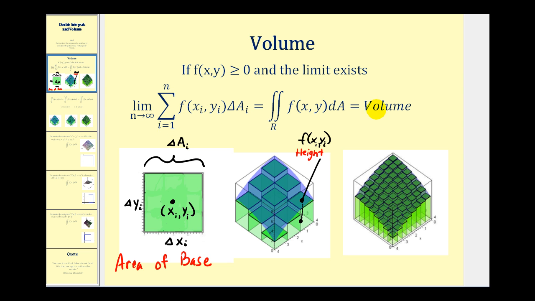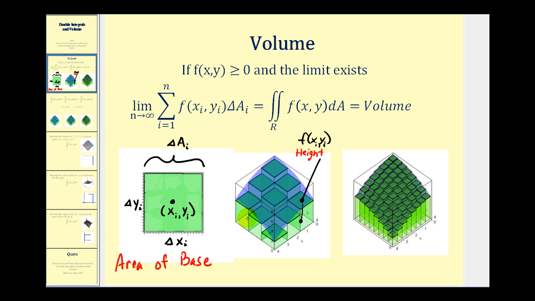This limit definition for volume should look very familiar to what we saw in Calc 1 for the limit definition of area. However, for volume, we're going to be summing the volume of rectangular prisms or boxes. To determine the volume of each of these boxes, we're going to determine the area of the base and then multiply it by the height.